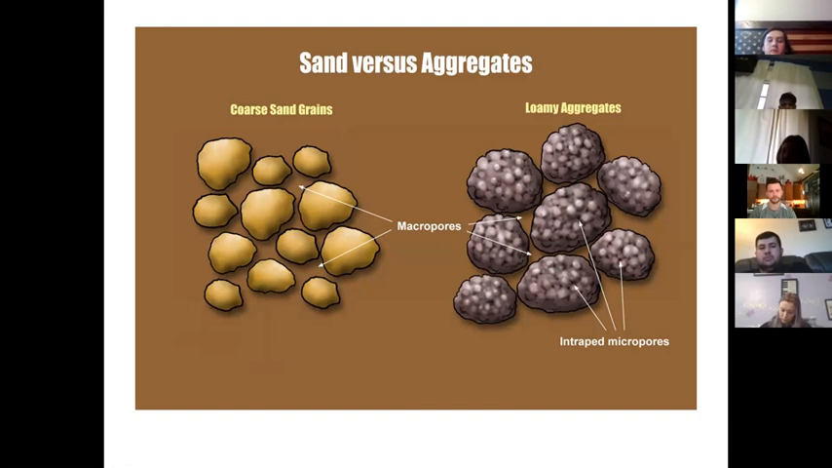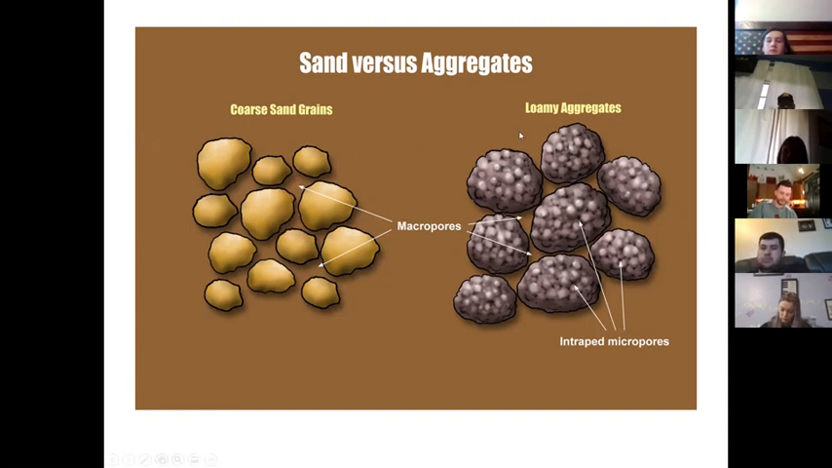Now, okay, we need to talk about macropores and micropores. So if we have a coarse sand particle, we can't cram water into a sand particle. That's impossible. And so in this case, we've got these big void spaces right here. These are called macropores. These are large pores. We can't fit water into these individual sand particles. And so the only water that's going to exist here is in the macropores.